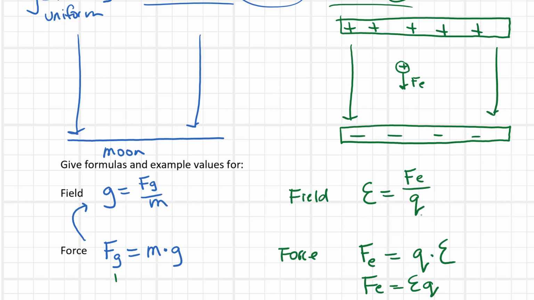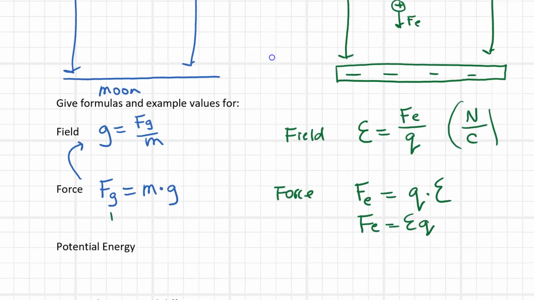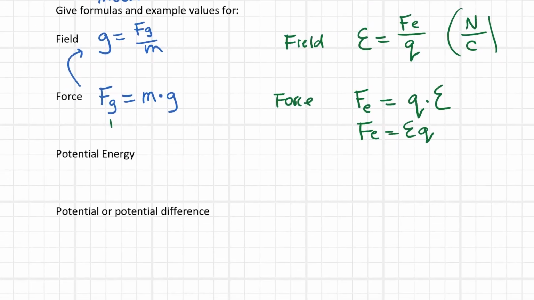Okay, and by the way, then the units are going to be newtons per, not kilogram in this case, but newtons per coulomb, which is the amount of charge, coulomb. All right, let's try the next section here, potential energy. So I'll do the same thing. I'll do potential energy for gravitational fields.